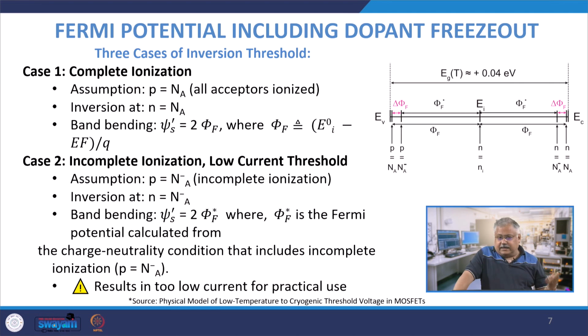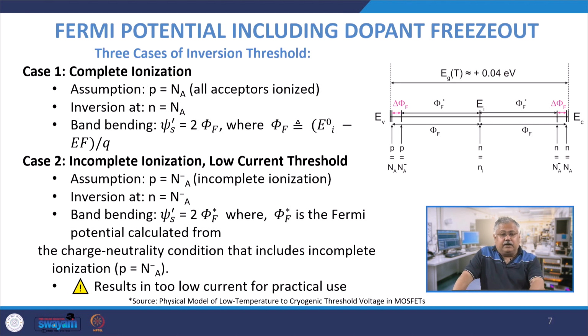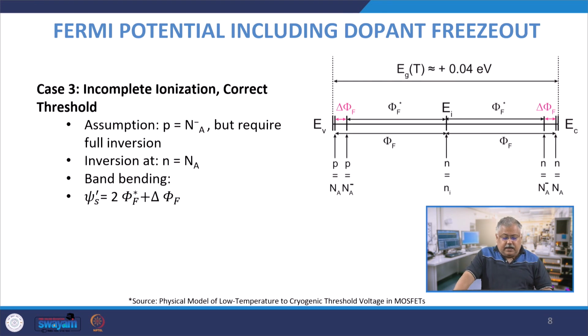So, there are two cases, as I already discussed with you. In fact there are three cases, but we will concentrate on these two to a larger extent. One is complete ionization. In the second case, I have an incomplete ionization and my current is relatively low, and my third case, in the next slide, is an incomplete ionization, but I still have the threshold voltage perfectly aligned with the requirement.